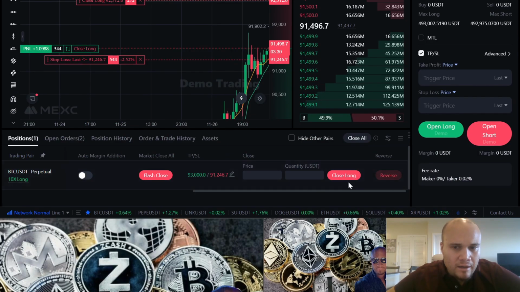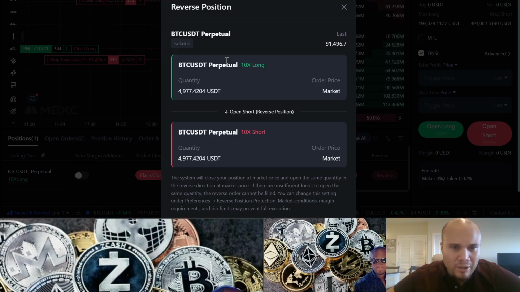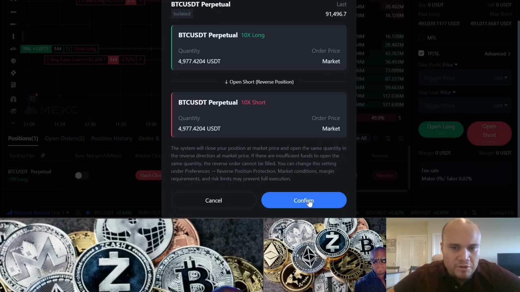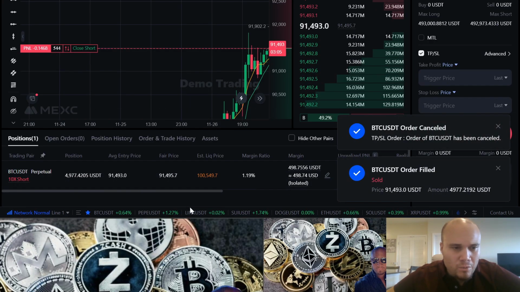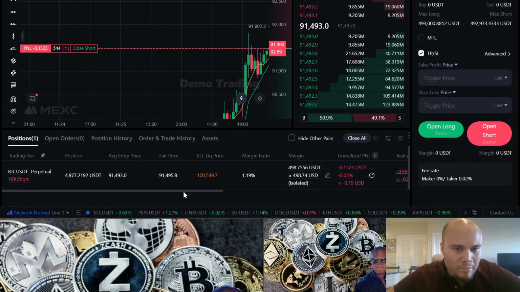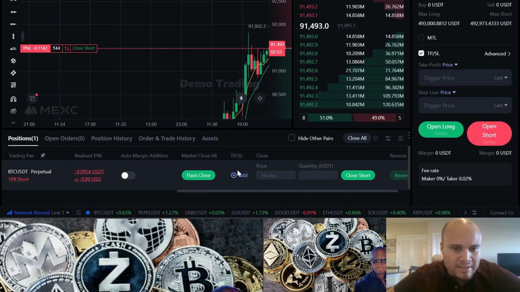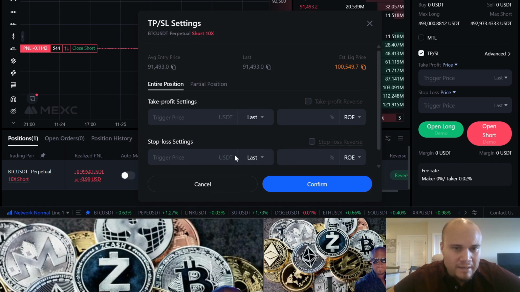Now, let's say I want to change my mind and I want to go into a short. If I want to do that, I can click the reverse button here and it will take whatever I had for position size and immediately change it over to a short with the same position size. So if I click on that, you'll see that it'll immediately go from a long to a short, and then you just click confirm. You're now in a 10x short here with reverse. However, I have no more take profit or stop loss. I would have to adjust my take profit and stop loss by adding it back in one more time here.